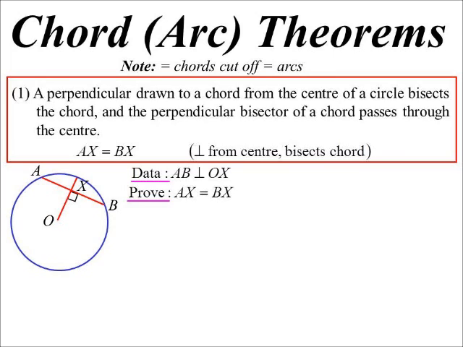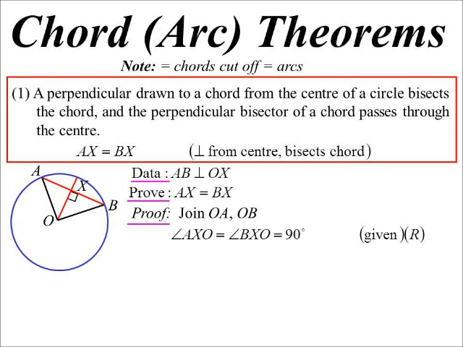Most of these proofs are done with congruent triangles. So let's create some triangles. I'm going to join up OA and OB, so a couple of radii I've drawn in. And now I can get congruence. Well, they've told me those angles are 90 degrees. Well, they told me they were perpendicular.